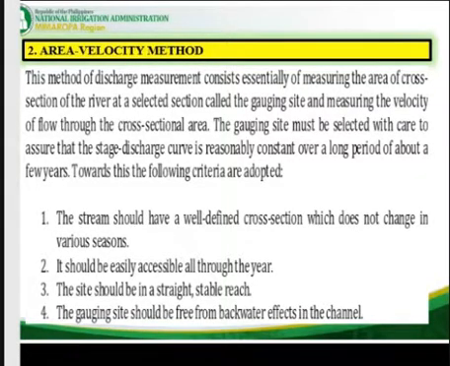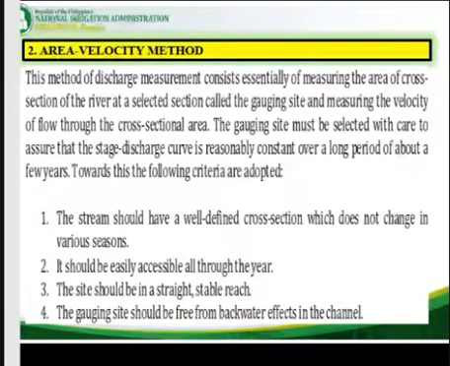Area velocity method. This method of discharge measurement consists essentially of measuring the area of cross-section of the river at a selected section called the gauging site, and measuring the velocity of flow through the cross-sectional area. The gauging site must be selected with care to assure that the stage discharge curve is reasonably constant over a long period of about a few years.